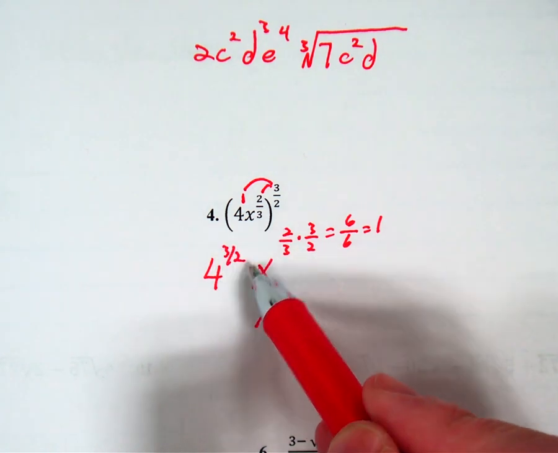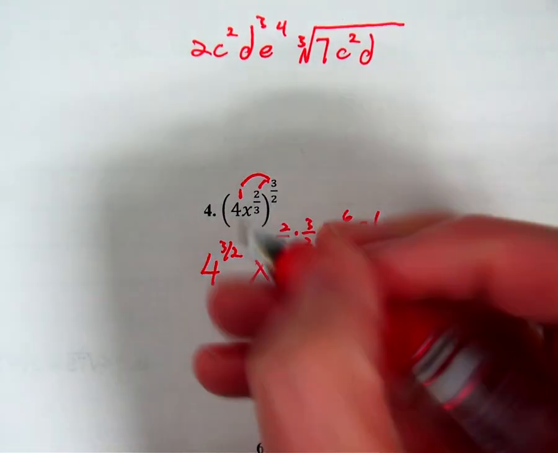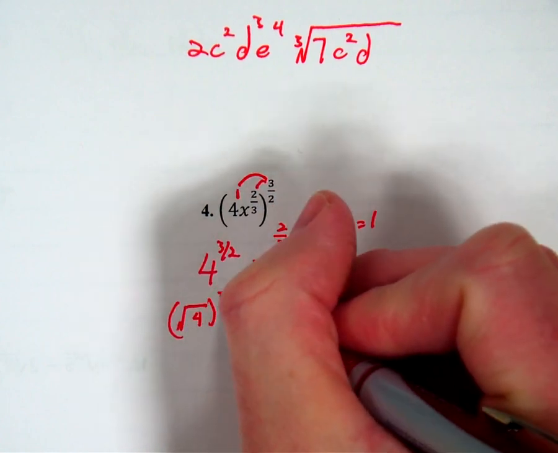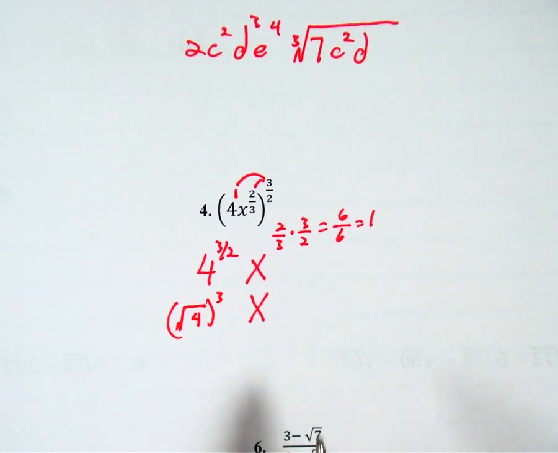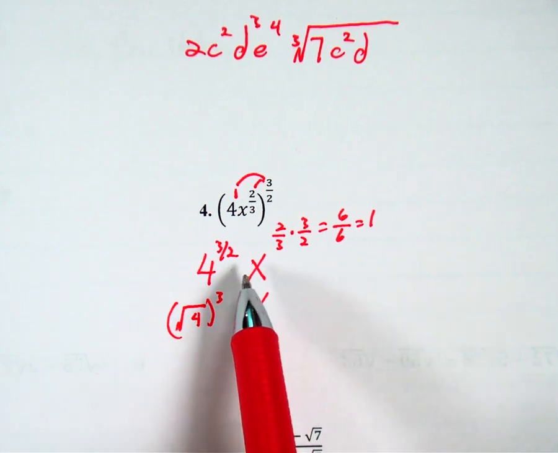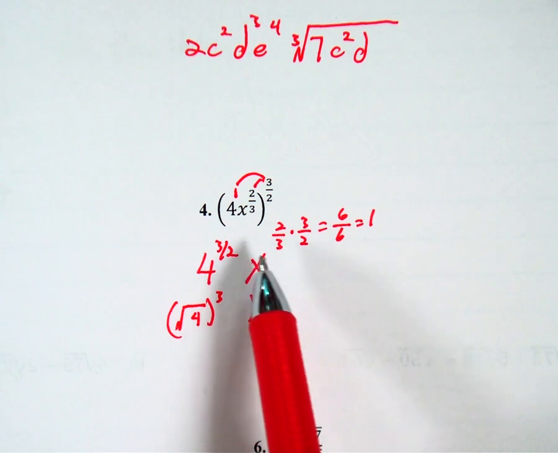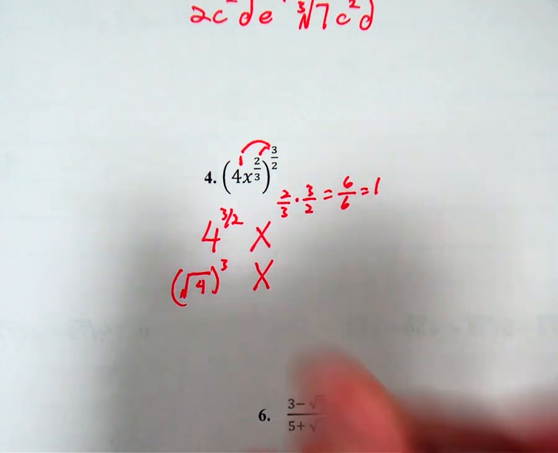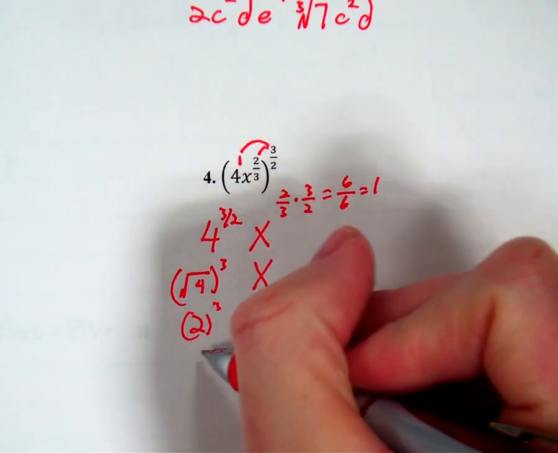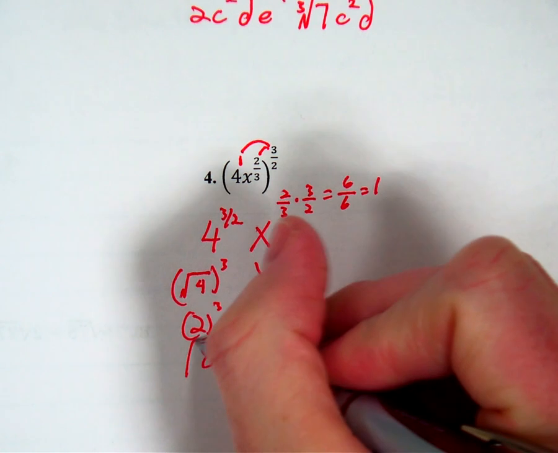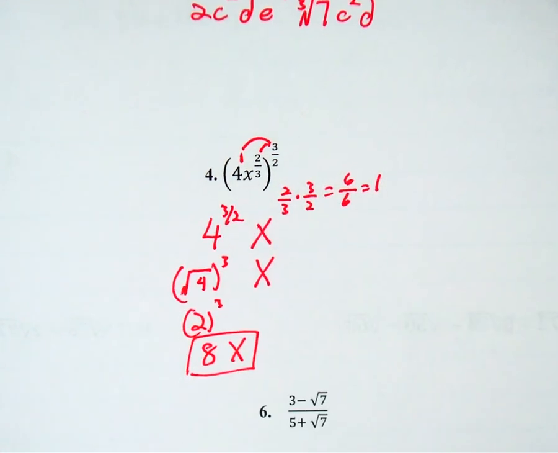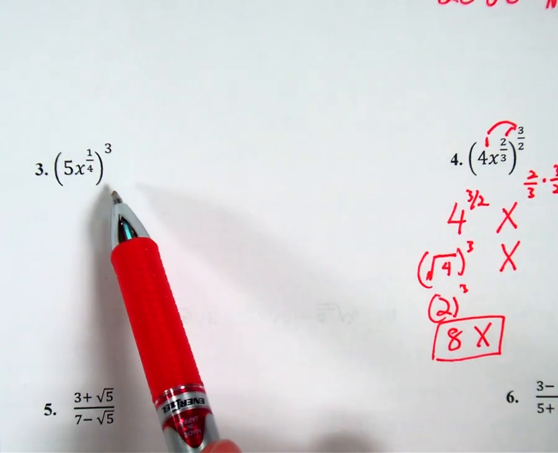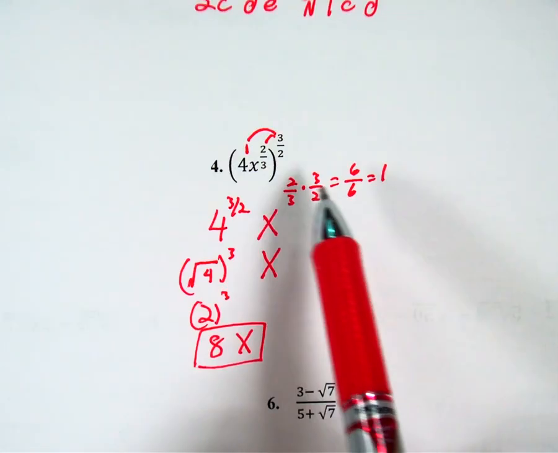The top number is the power, the bottom number is the root. So really what we have is the square root of 4 cubed. That's another way to think of it. Or if you want to be lazy, no brain power, you could just type that into your calculator. The square root of 4 is 2, and then 2 cubed is 8. So 8x. Like I said, I believe your test and quiz are more like this one, but if you can do this one, that's even better.